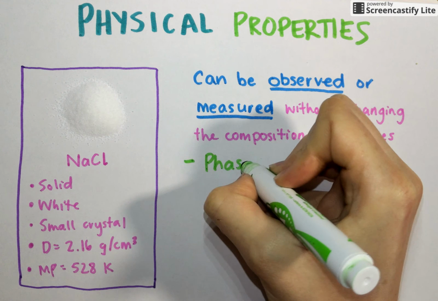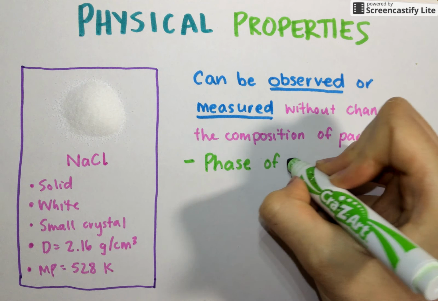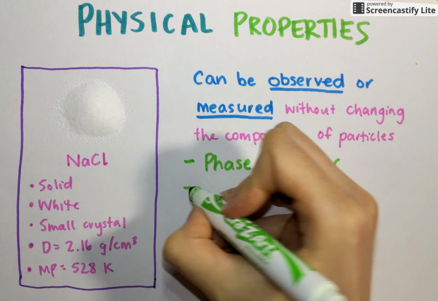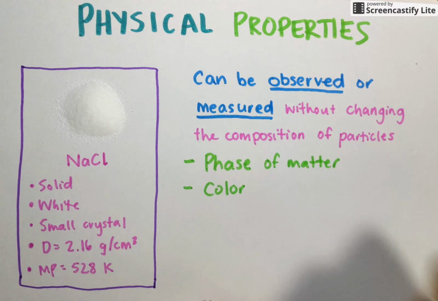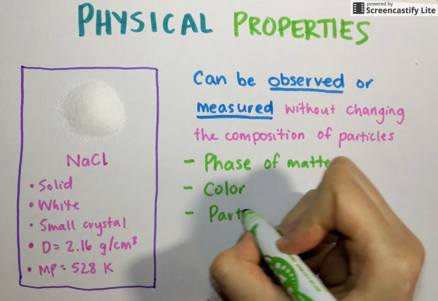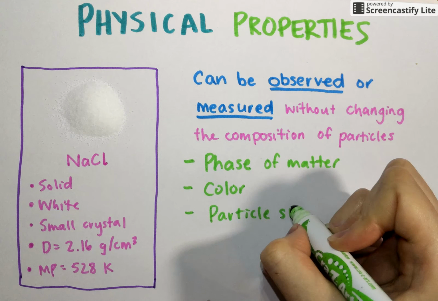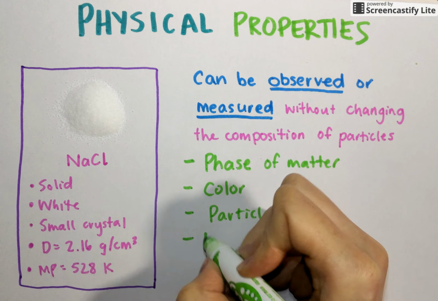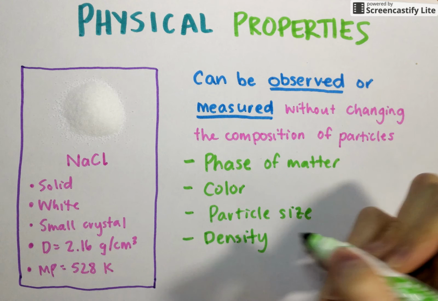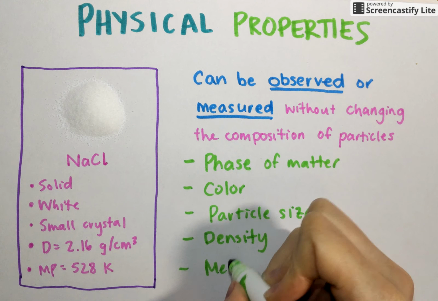We said NaCl was solid, so phase of matter is a distinct physical property. Color. We can't always talk necessarily about color, but if you can, it's a very valid physical property. Particle size. Density. We can measure that in a variety of ways. Melting and boiling points.